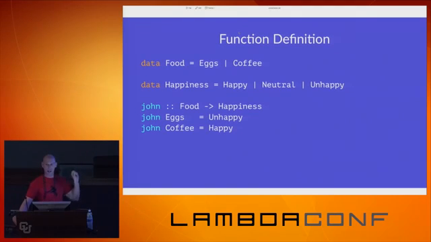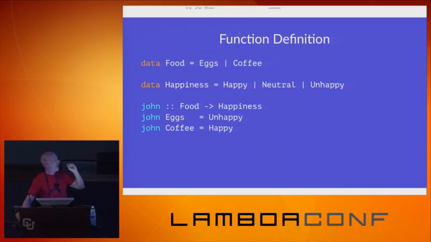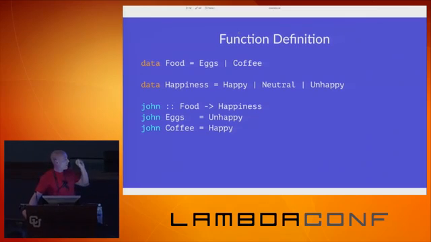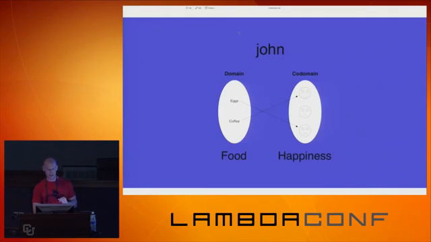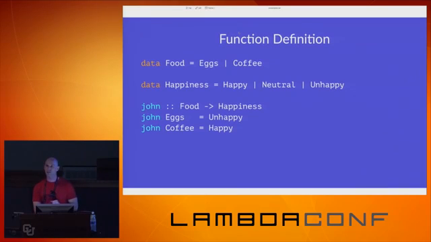I'm building sets here. I'm giving them names because this is PureScript and I like to give things names in programming languages. I built a set called food that consists of the elements eggs and coffee, and a set called happiness that consists of the elements happy, neutral, and unhappy. And then I built a function, and I'm telling PureScript this function is a function from the domain food to the codomain happiness. So go back here and look at this. That simple function translates into PureScript like that.